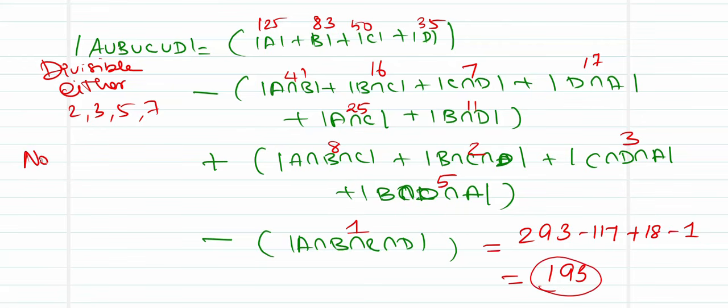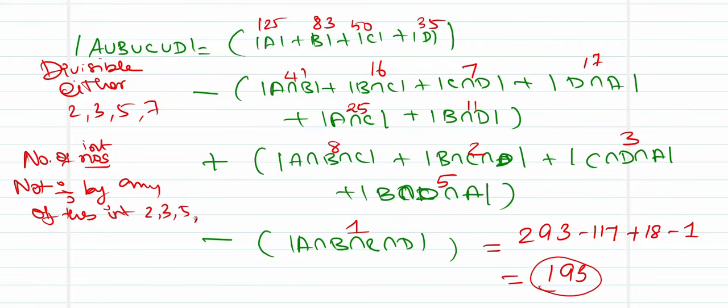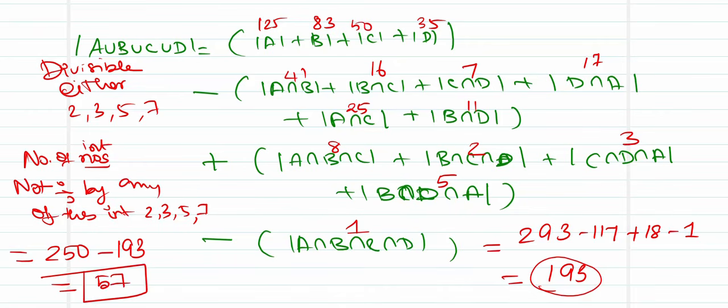So the number of integers which is not divisible by any of these integers, namely 2, 3, 5, 7, will be equal to, total value is 250 minus this 193. So this makes it as 57. So the number of numbers which is not divisible by any of these numbers 2, 3, 5, 7 between 1 and 250 both inclusive will be 57.